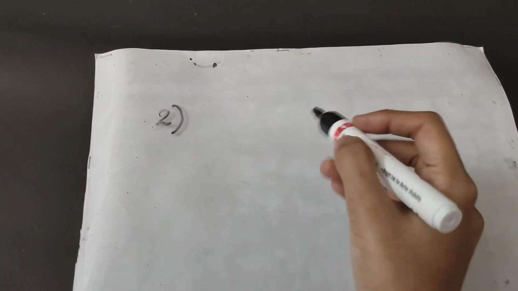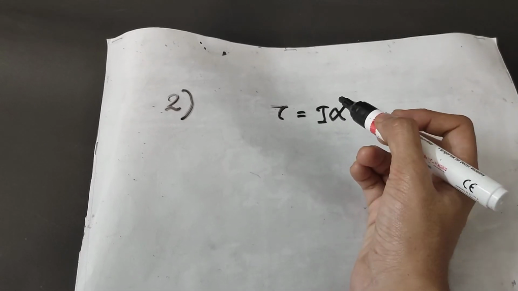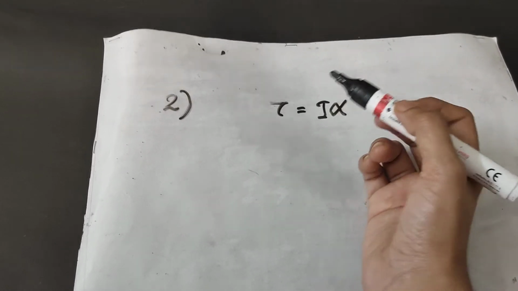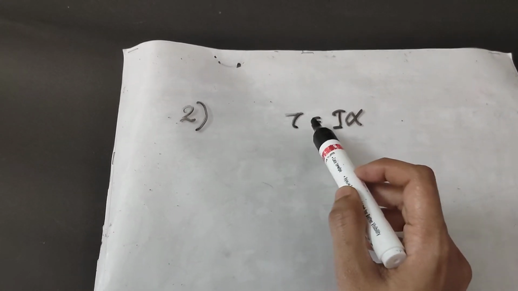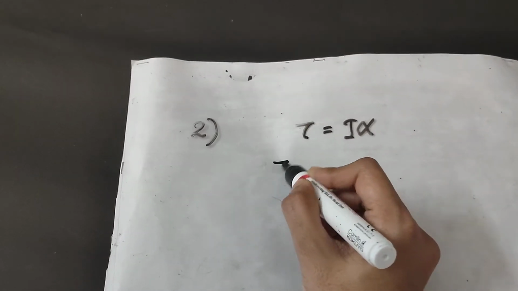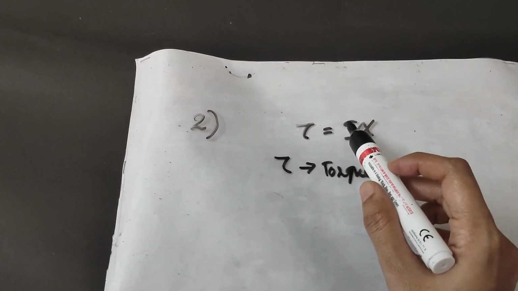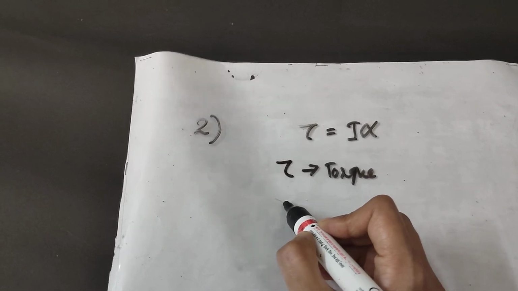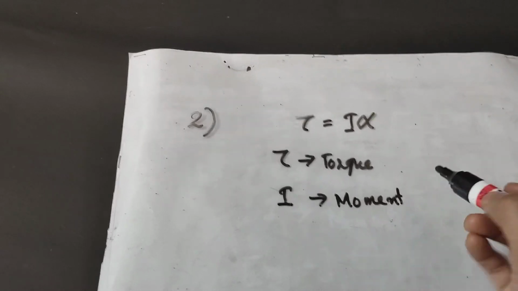Now let us take another example. Let us consider this relation: tau is equal to I alpha, and we are going to check the consistency of this equation. Here this equation has only two terms. One is tau and the other is I alpha. Tau is known to you. Tau is torque. But the other two terms are not familiar to you. The other term I is called moment of inertia.